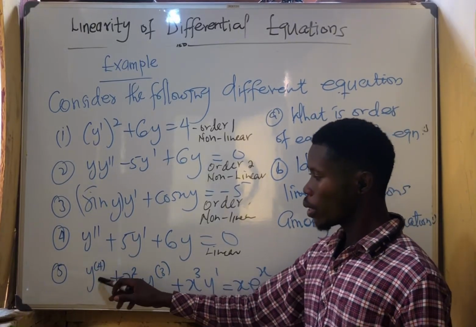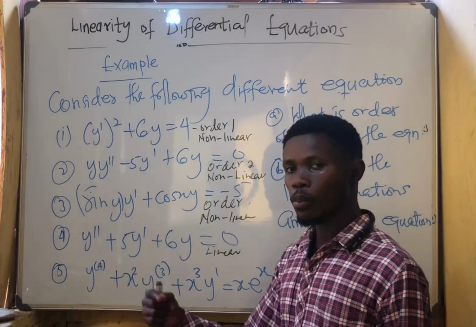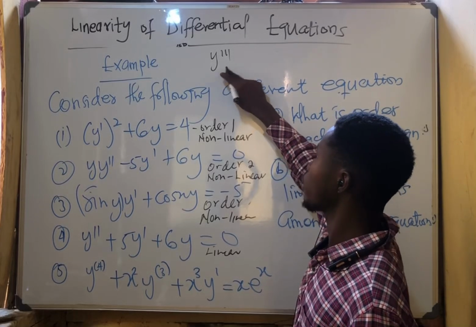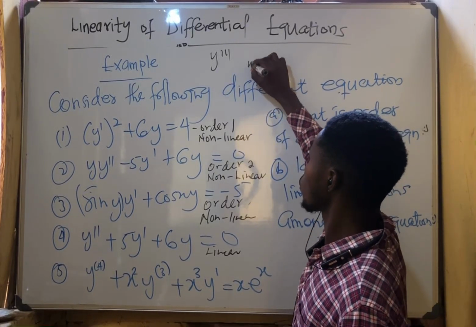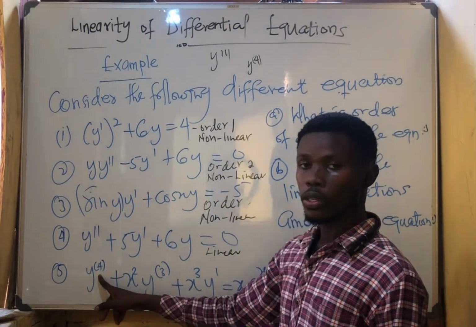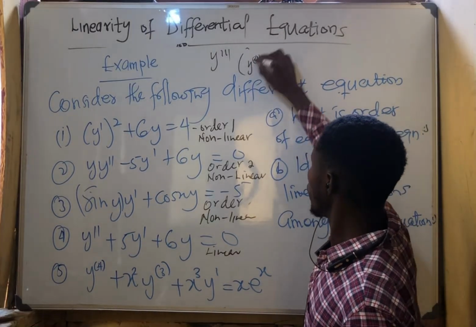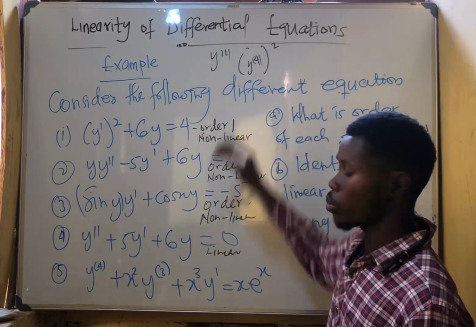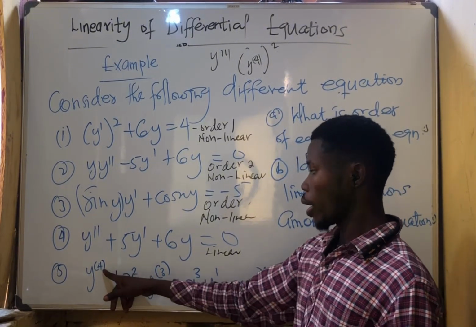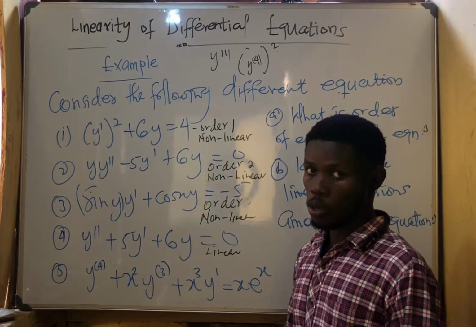Now let's look at the last one. Y to the power 4. Please, this one is not a power. Normally, when you are writing this, if I get to y prime, prime, prime, that's 3 primes. If I move to 4 primes, it becomes y 4, and you put it in a bracket like this. So this is the 4th derivative, and this is the 3rd derivative, so it's no degree. Normally for the degree, everything will be in the bracket and you put the degree on top. So this is order 4, this is order 3.